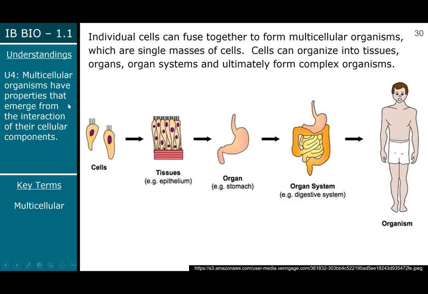Multicellular organisms have properties that emerge from the interaction of their cellular components. So, when you think about levels of organization within a multicellular being, we're talking about cells. Individual cells together make up tissues. Tissues together make up organs. Multiple organs together make up an organ system, and put multiple organ systems together to create an organism.